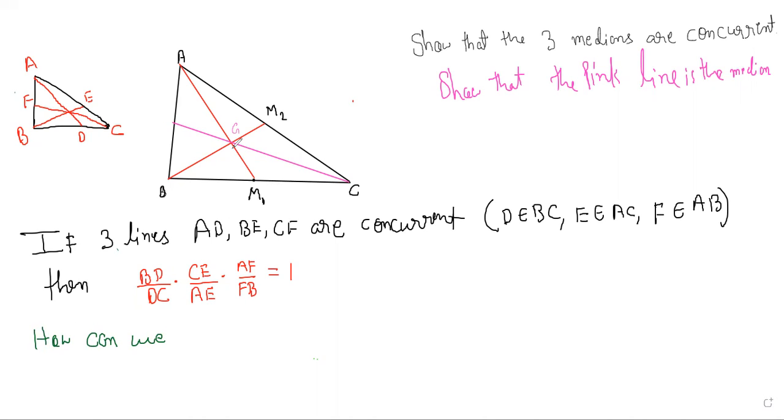But we don't know if GC is the median. Just think, you're on the right track. To show that CG, or CX is better. So you see what we are trying to show: we're trying to show that the pink line is the median. We want to show that.